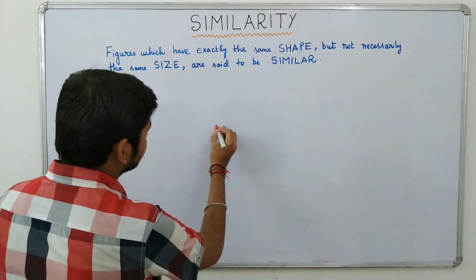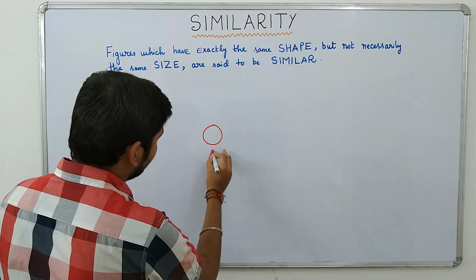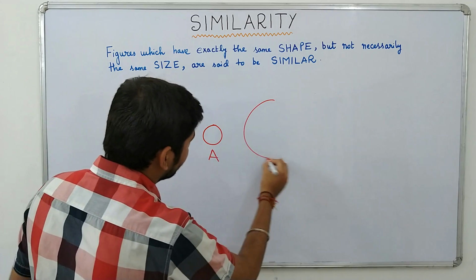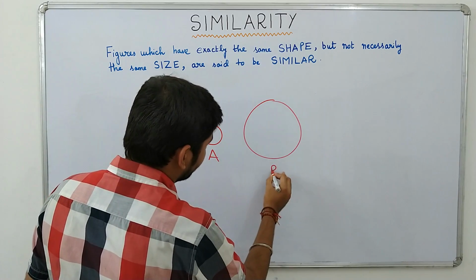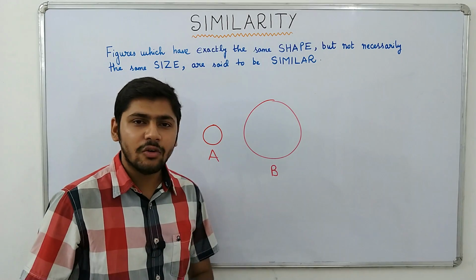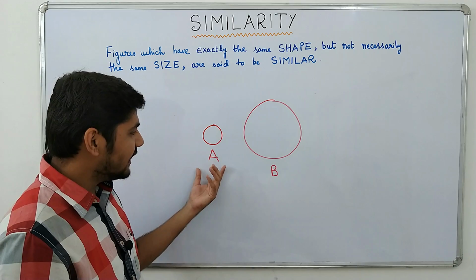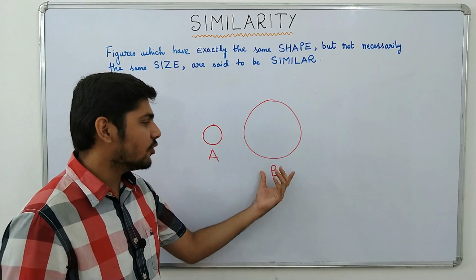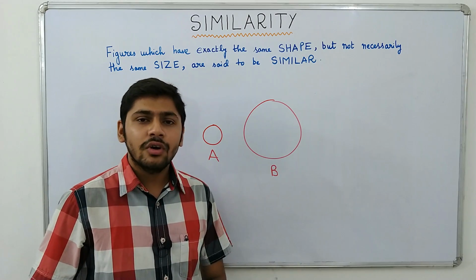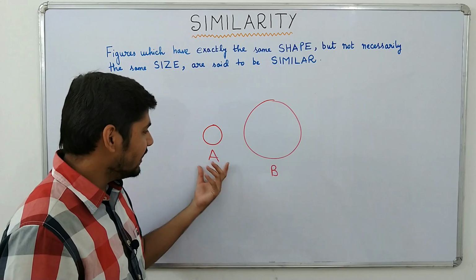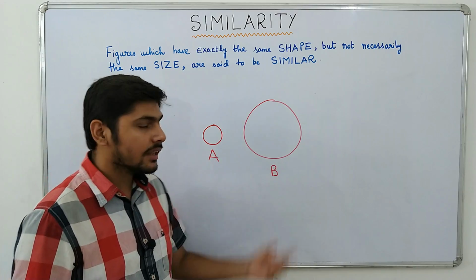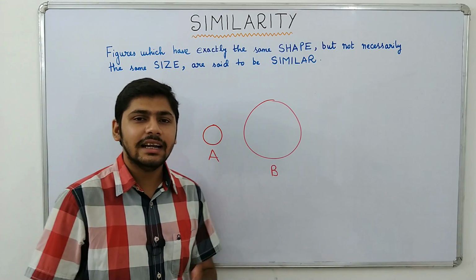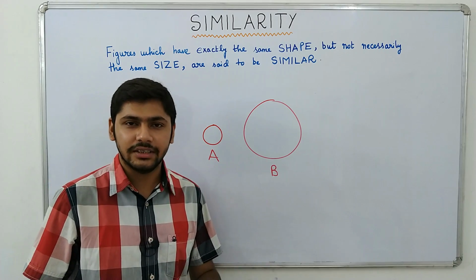Say I have 2 figures, figure A and figure B. I hope you can figure out what these figures are. Figure A is a circle and figure B is also a circle. But figure A is much smaller than figure B. So, can I say that figure A is similar to figure B? Yes, I can say that these 2 figures are similar to each other.